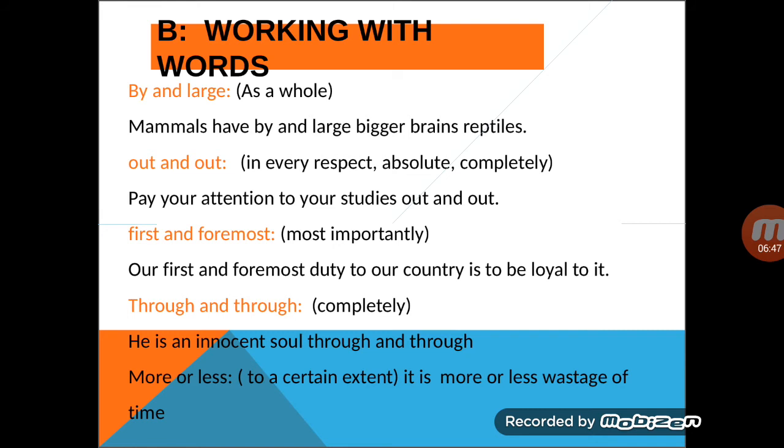The next is in front of you. Again the same sentence. Mammals have by and large bigger brains than reptiles. Out and out, in every respect, absolute, completely. Pay your attention to your studies, out and out, leaving others away from your mind. Just pay your attention to your studies. You must be attentive to your studies in every respect.